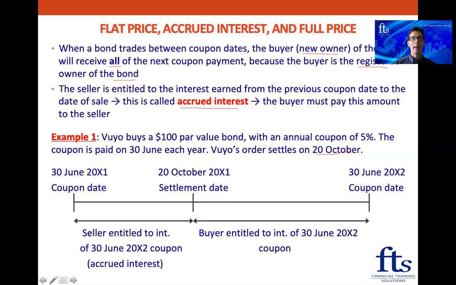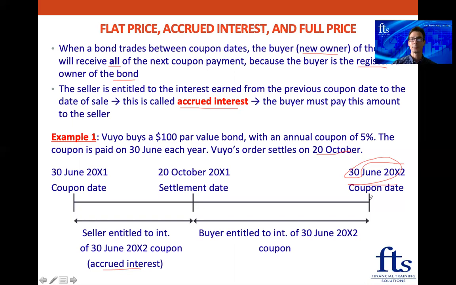So this means that the seller of the bond is entitled to the interest for this period of this coupon, oopsie, I've made a bit of a mess there, of this coupon here. The seller is entitled to the interest over here of that 30 June 2002 coupon, I beg your pardon. And that's what we call the accrued interest. And this now means that Vuyo is entitled to the interest of this coupon. He's entitled to that interest from 20 October 2001 to 30 June 2002.